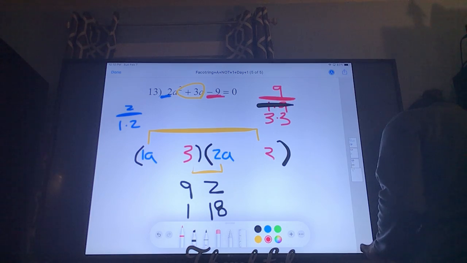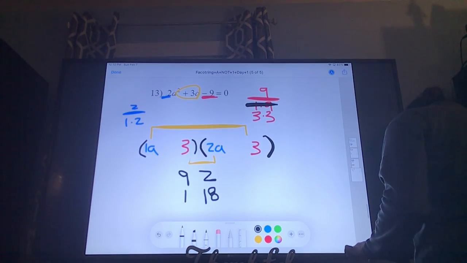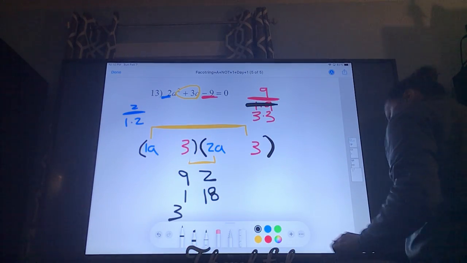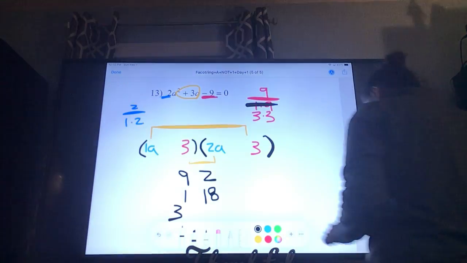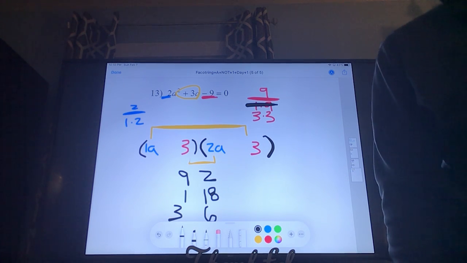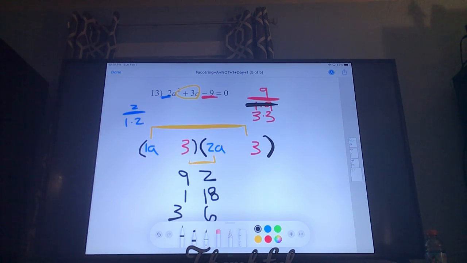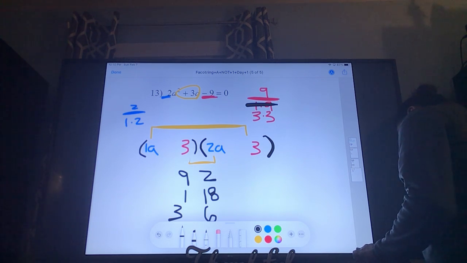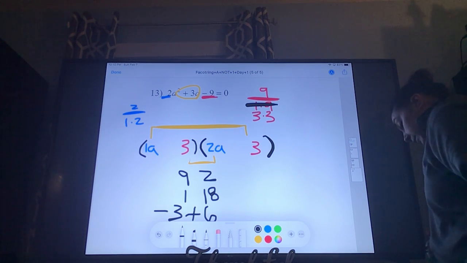3 and 3. Okay, so we check the outers. 1 times 3 is 3, and the inners, 3 times 2 is 6. Would a 3 and a 6 ever give me a 3? Okay, they would, but how? How can I get a positive 3? Well, it would have to be minus 3 plus 6.